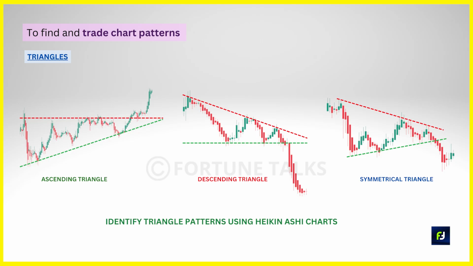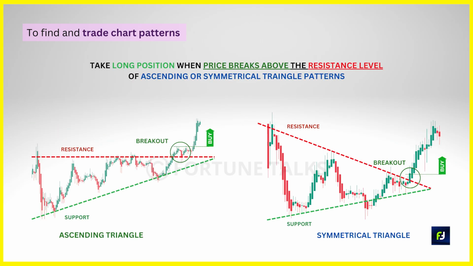Now let's talk about triangles first. Now there are 3 types of Heikin Ashi triangles: ascending, descending and symmetrical triangles. So if the price breaks above the upper boundary of a symmetrical triangle or an ascending triangle, then it is very likely that the uptrend will persist. You could look for long trades. Entries, stop loss and targets can be learned from the chart patterns video.